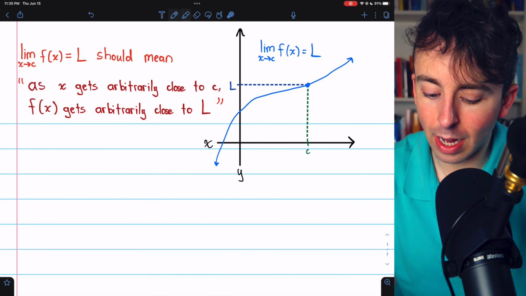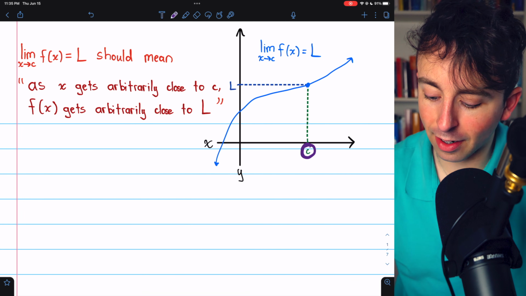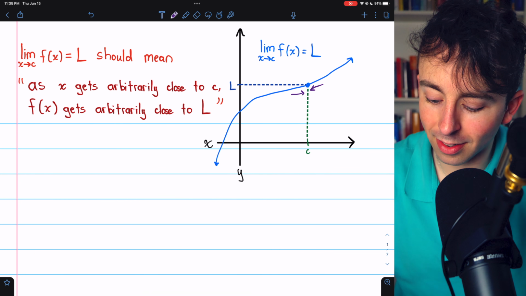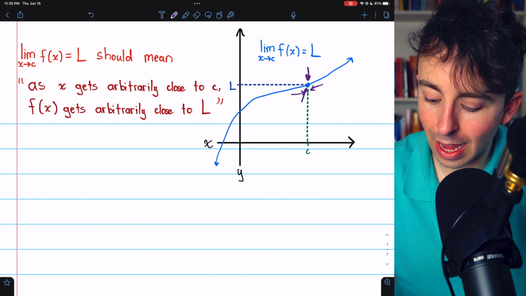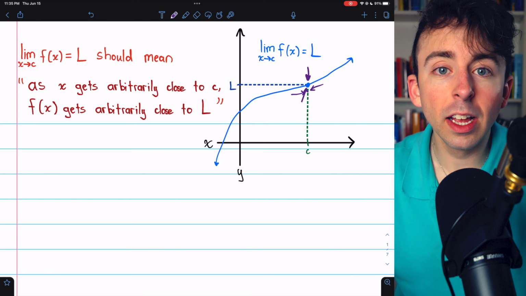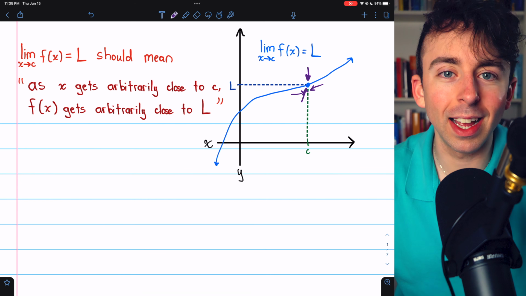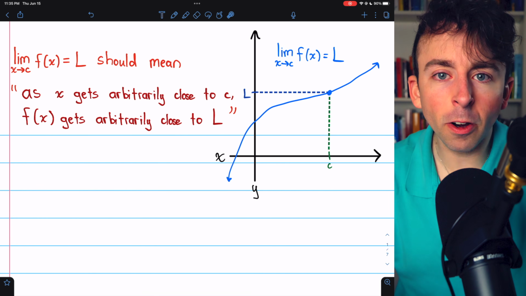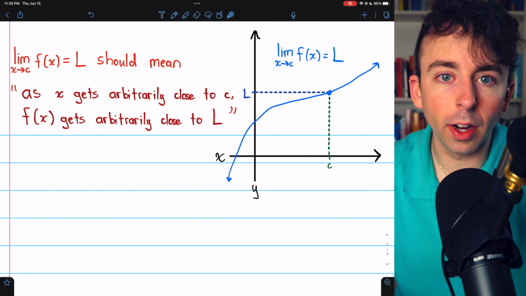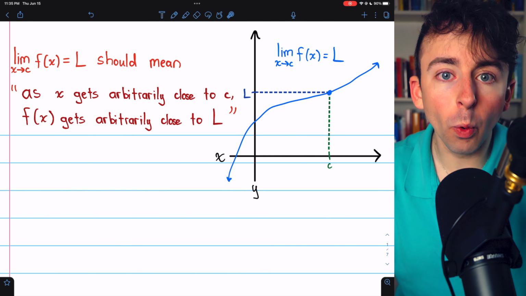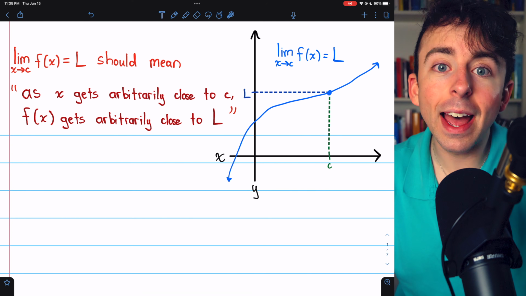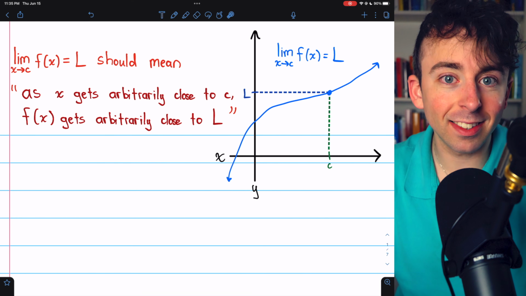Here's a blue function, f of x, and you can see that its limit as x approaches c is L. As x gets closer and closer to c, f of x is getting closer and closer to that limit of L. So this is the idea that we are trying to formalize with the definition of the limit of a function. Note that nothing we're saying here involves the actual value of the function at c. We don't care what f of c is, it might not even exist. We're just trying to define what it means for f of x to approach something as x approaches c.